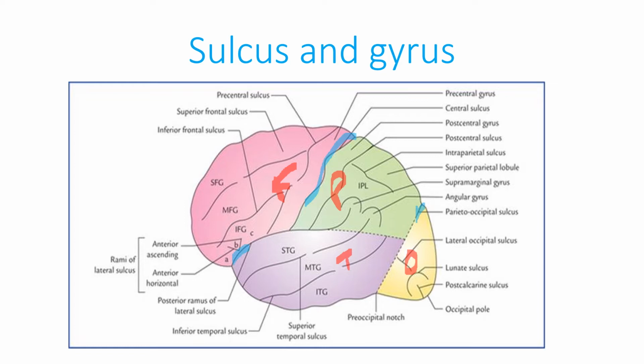Start with the frontal lobe. In the frontal lobe, there are three sulci and four gyri. In front of the central sulcus, there is a precentral sulcus. And here this area is the precentral gyrus. This one is the precentral gyrus. This is the superior frontal sulcus, and here is the inferior frontal sulcus.